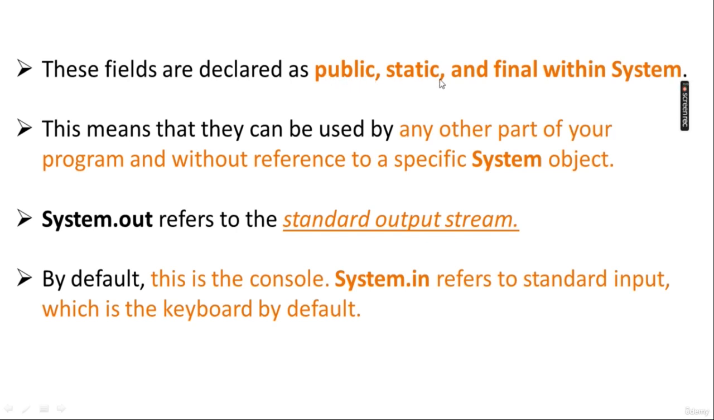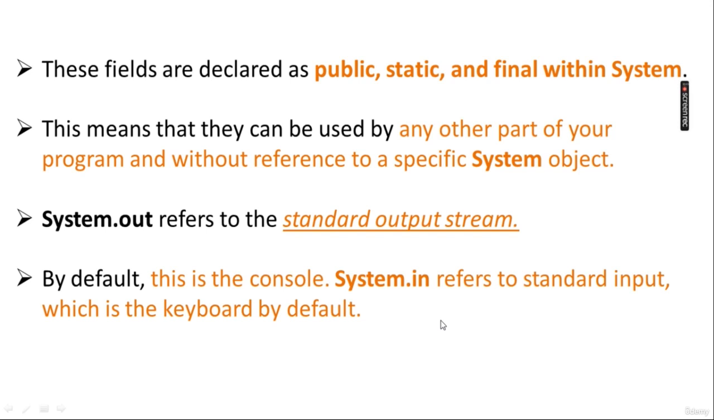Why is it static? It should be used without creating the object of the System class. So we can directly use it as System.variable name, that is System.in and System.out. Why is it final? Its value cannot be changed. If you change its value, the output will be different every time. So that is why it is declared as final. This means that they can be used by any other part of your program without reference to a specific System object.